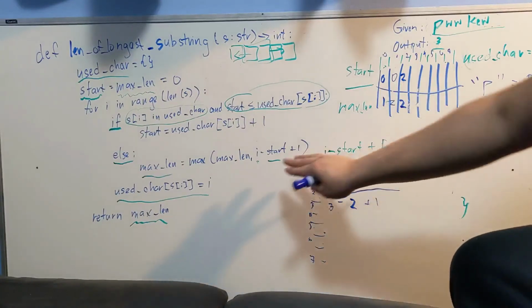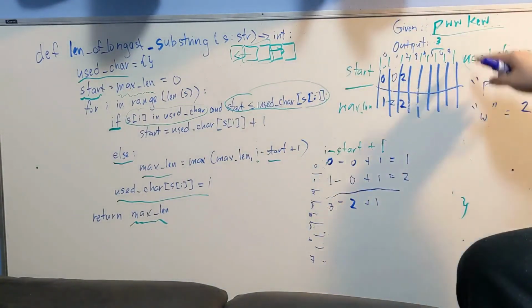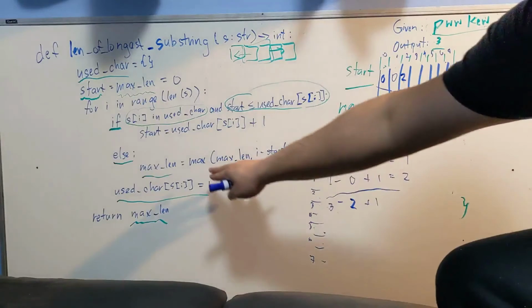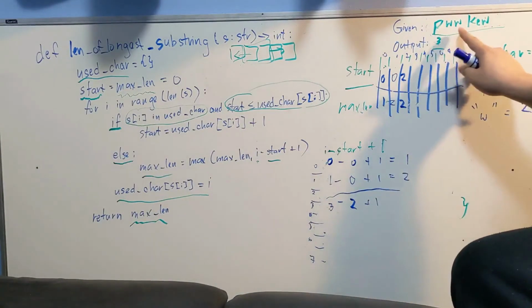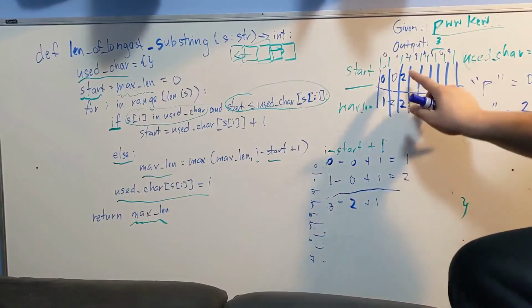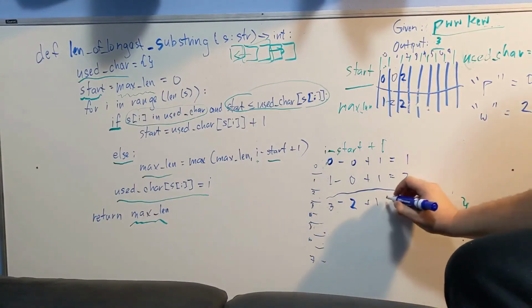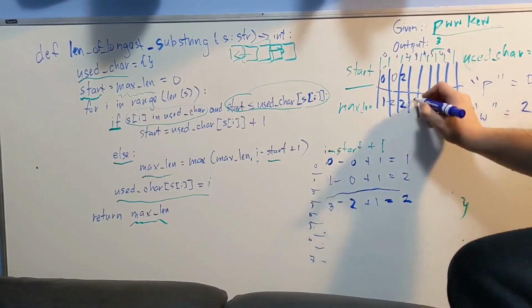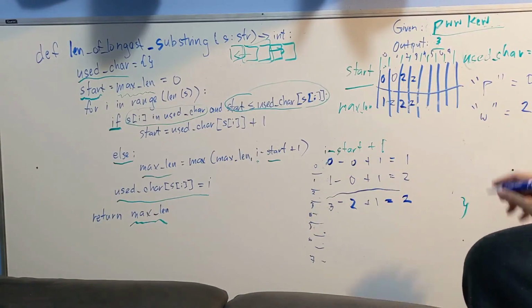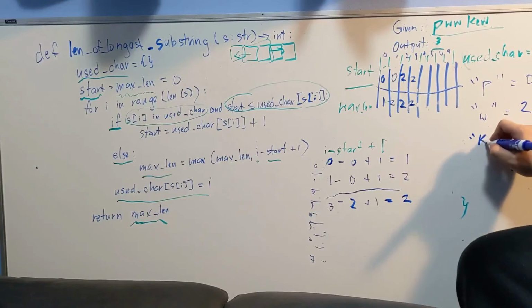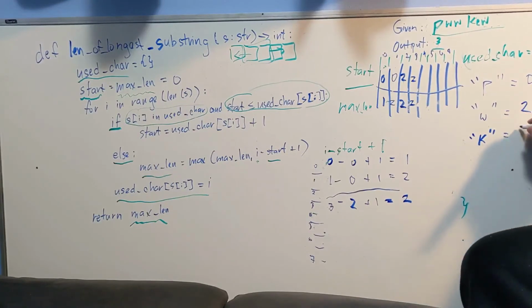So now when we go to the fourth loop, which is K, it's not in the dictionary, we'll now go here. I is 0, 1, 2, 3. 3 minus start, which is 2, plus 1. We would get 2. They're the same. This is 2. Start is still 2. And because it's not in the dictionary, we'll create that and update the position with 3.